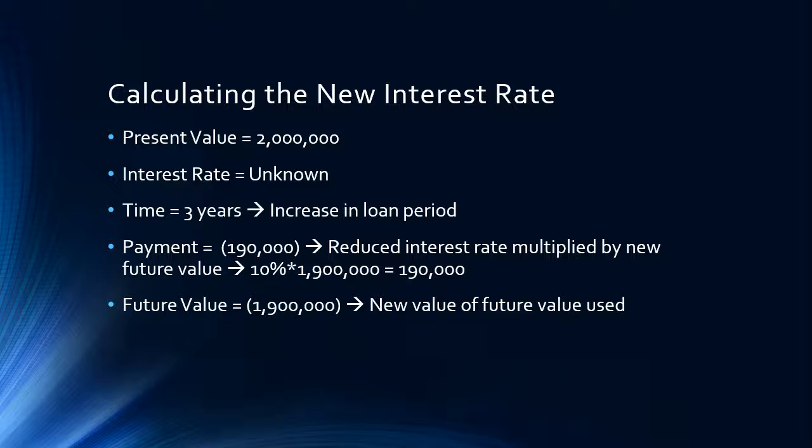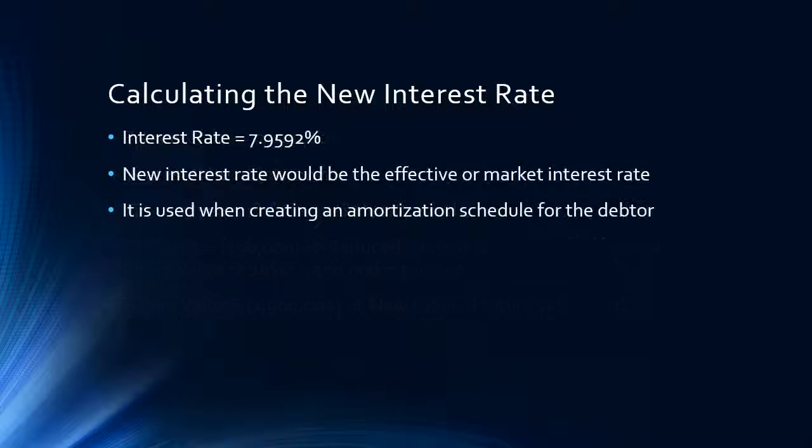The time is still 3 years. Payment is still negative $190,000, and the future value stays at negative $1,900,000. So when you solve for the interest rate, you get 7.9592%. This new interest rate would be the effective or the market interest rate that's used. And it's used when creating the amortization schedule for the debtor.